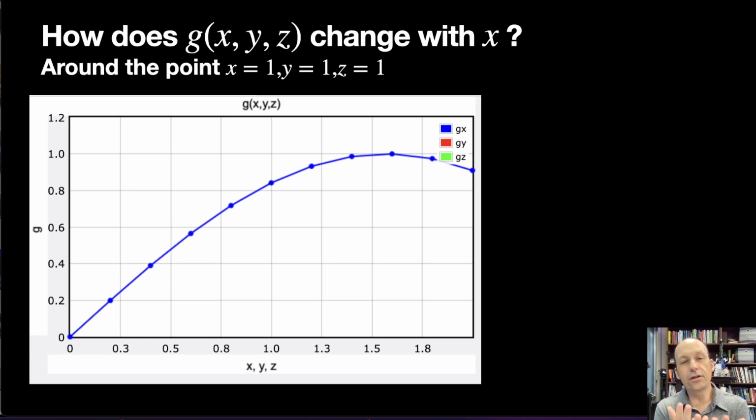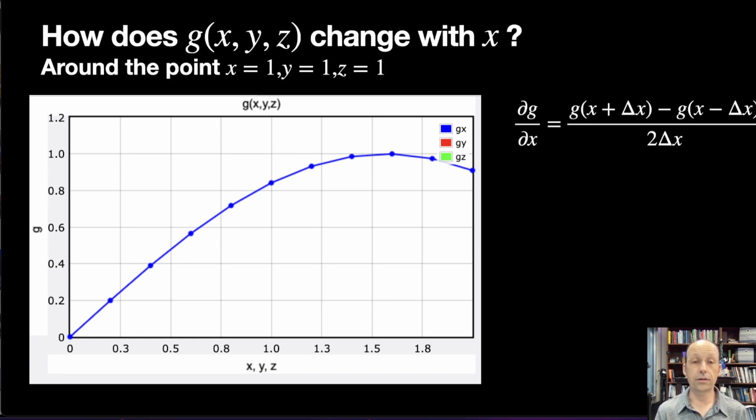So one of the things that you could do is to take a point for g. I'm going to take the point g of 1, 1, 1. So at x equals 1, y equals 1, and z equals 1. And I want to see how that changes as x changes. So this is a plot of g of x for different x values, but y is equal to 1 and z is equal to 1. So I can see how that varies. And that tells me the partial derivative of g with respect to x. So I can actually do this numerically. I don't need to do this analytically if I know the value of the function. So this is how we would define the partial of g with respect to x.